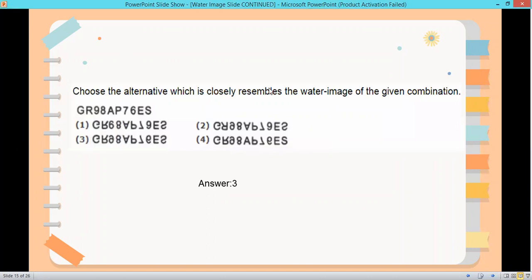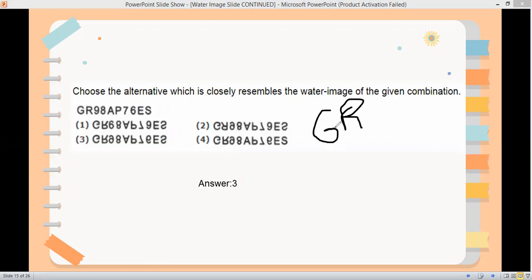This is a combination kind of question. Here we have a combination of capital alphabet and numbers. Okay, so I'll give you a few examples from this, like suppose R. What you have to see is which is the correct water image of G. So the correct water image of G will be like this. Now you check in all. Yeah, it's correct in all.